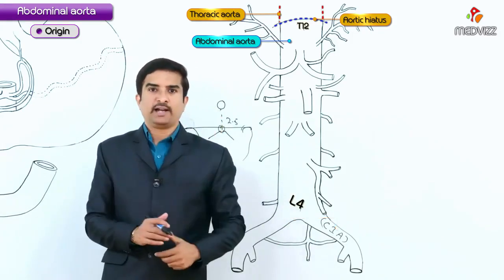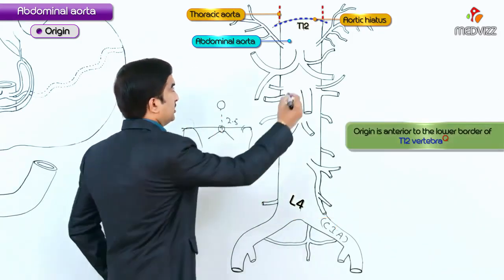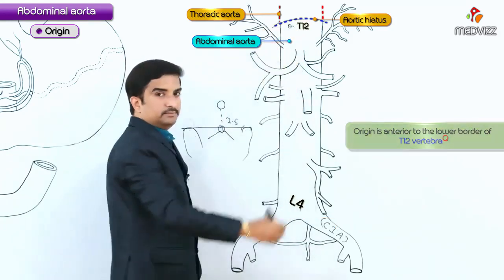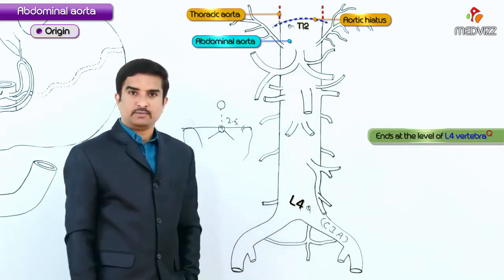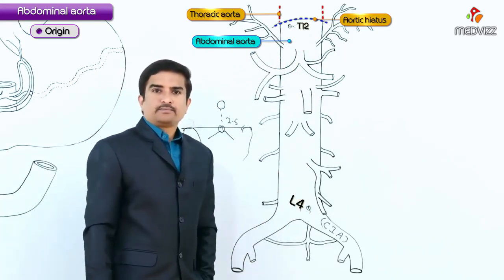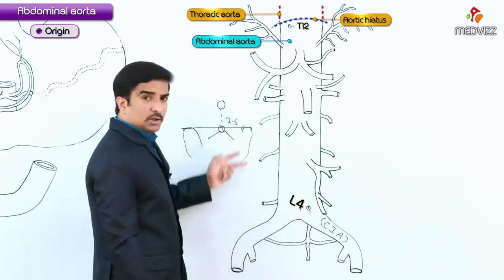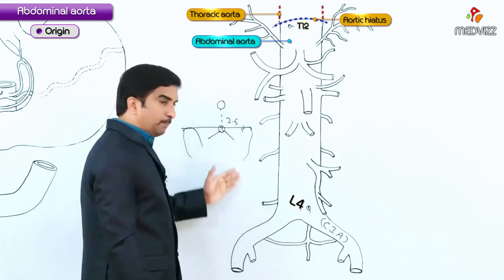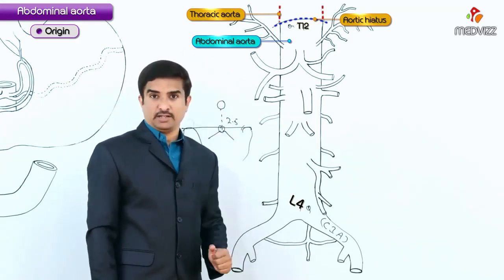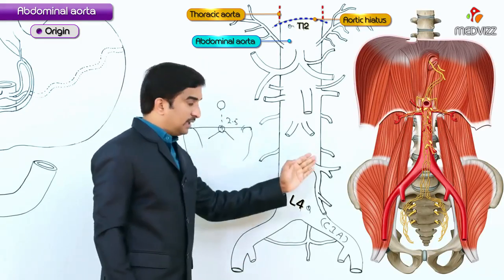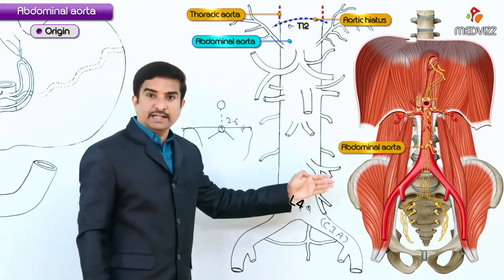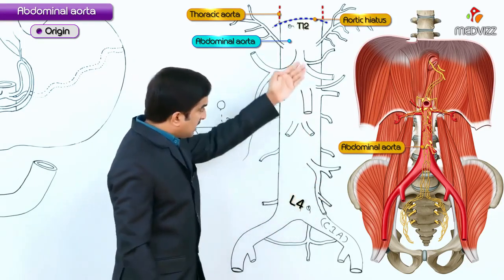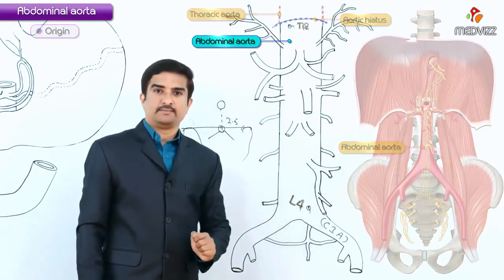So two important MCQ points here: the origin is T12 and the termination is at the level of L4. As the abdominal aorta passes through the posterior abdominal region, as you can see in the other image, the prevertebral plexus of nerves and ganglia covers the anterior surface.